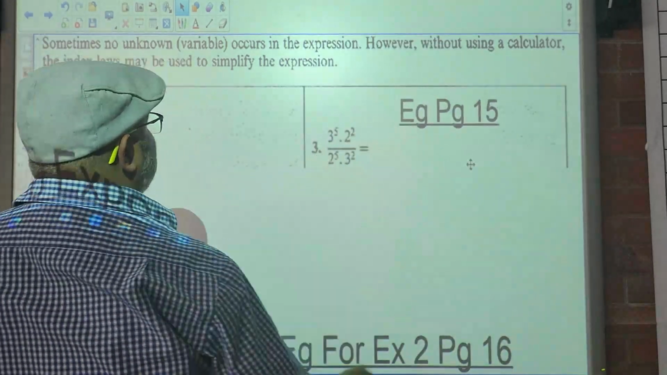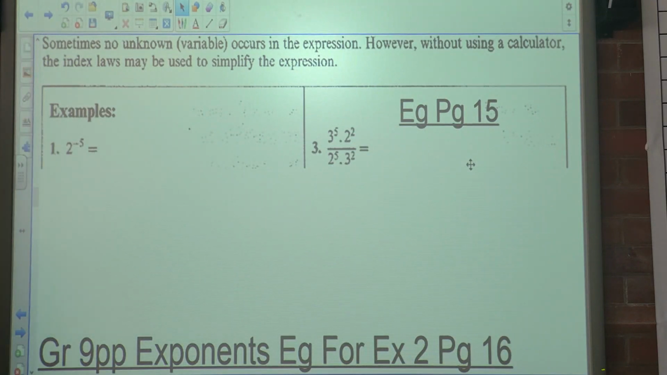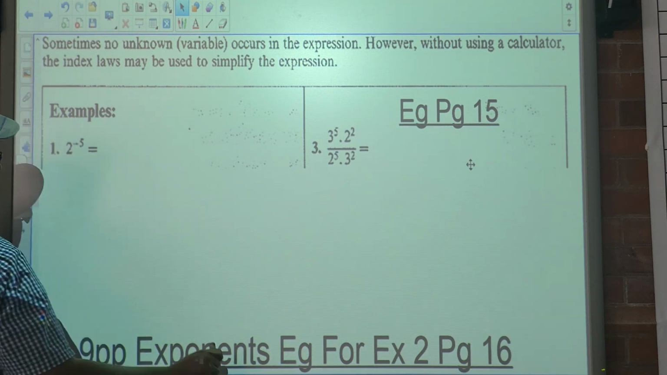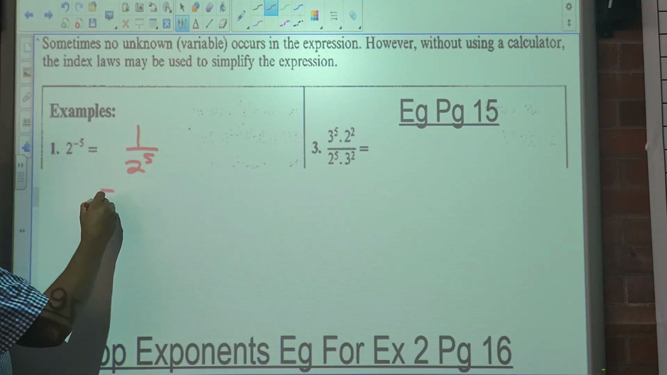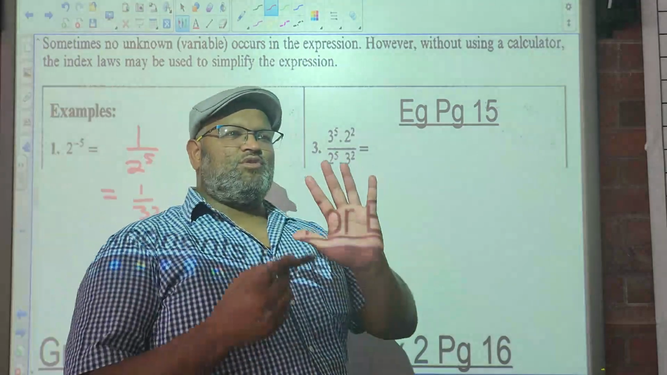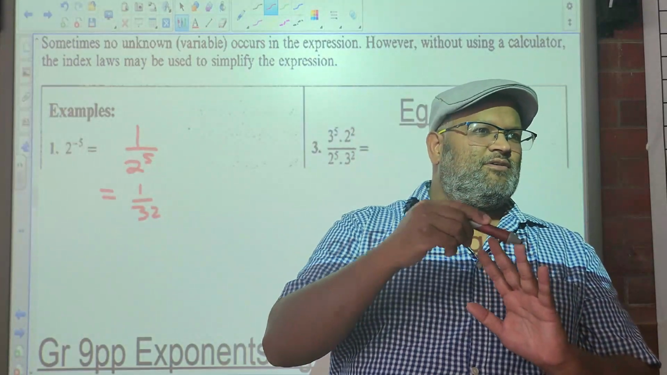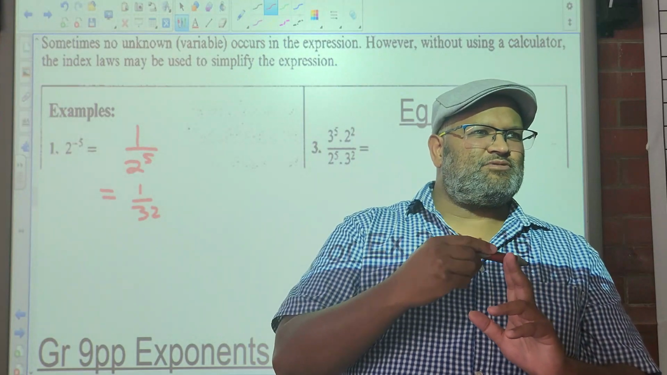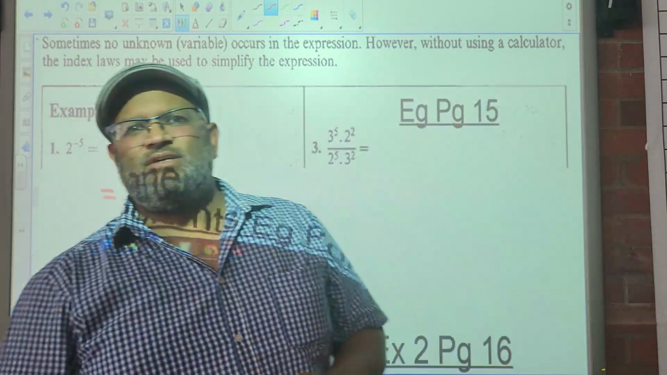So let's go to the first one. We've got 2 to the negative 5. What can be done here? 2 to the exponent negative 5 is 1 over 2 to the exponent 5. What is 2 to the exponent 5? There are five 2's, no? 32. So 1 over 32. For those of you who don't know, 2 to the 5 is going to be 2 times 2, or 4 times 2? 8. 8 times 2? 16 times 2 is 32.